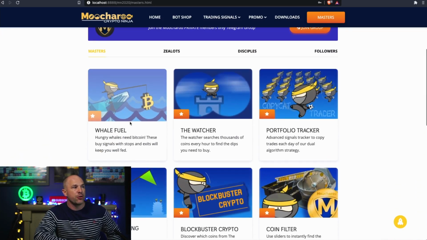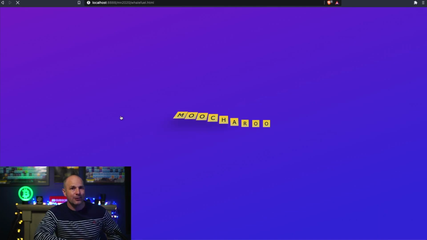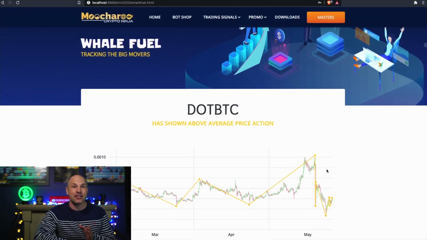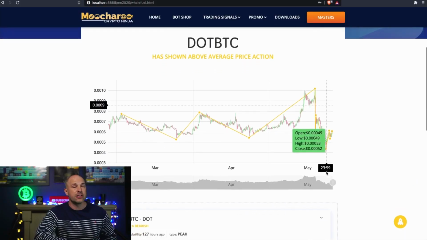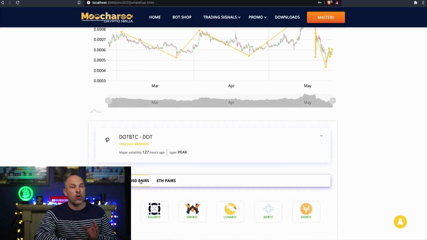We have this brand new module here called the Whale Fuel module. Still working on it as always. But what we're going to see here is that this tracks every single coin which is tradable over on Binance, if it's using a Bitcoin pairing, USDT or Ethereum.